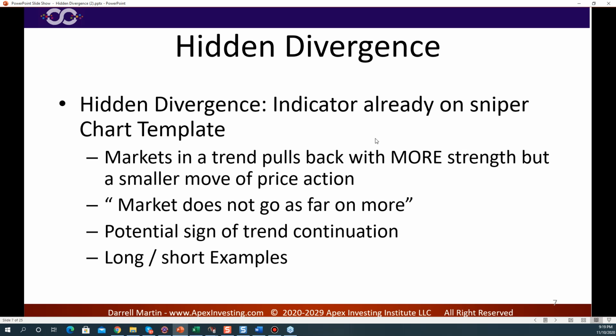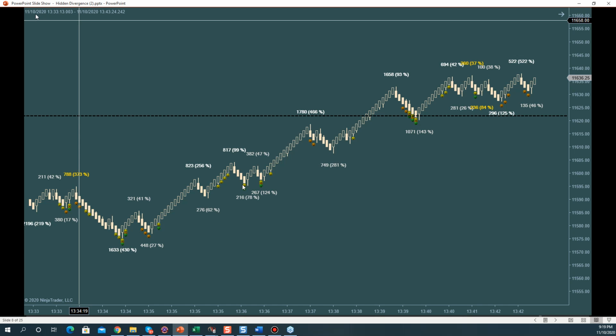Okay, so there's a couple of hidden divergence indicators here that are already on your sniper chart. Again, the market is in a trend. It pulls back with more strength, but a smaller move, meaning the market does not go as far on more volume. Let me show you a little bit here. We have a trend, right? What direction is the trend going? Pretty clear. This market is going in an uptrend.